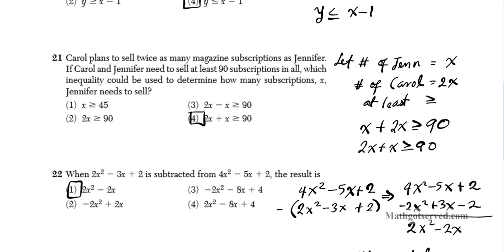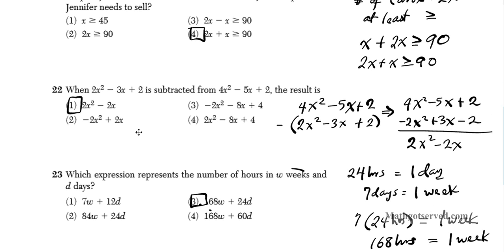For question 22, we are asked what is the result when this polynomial expression is subtracted from this one. So you basically write it in reverse order. This goes first, and you subtract the second from it. Distribute the minus to the second polynomial, which switches all the signs. You combine downwards. You have 2x squared minus 2x as the final answer, so option 1 is your answer.